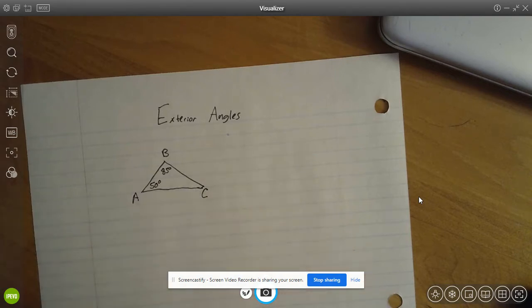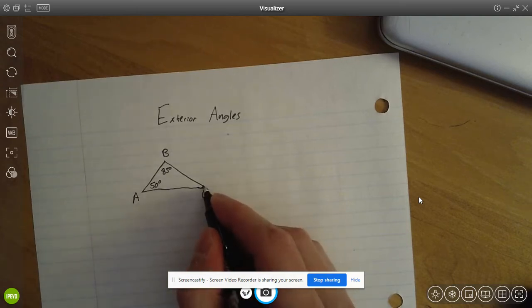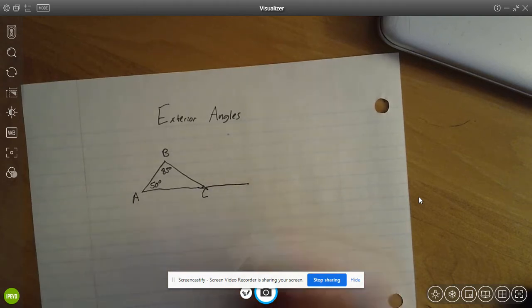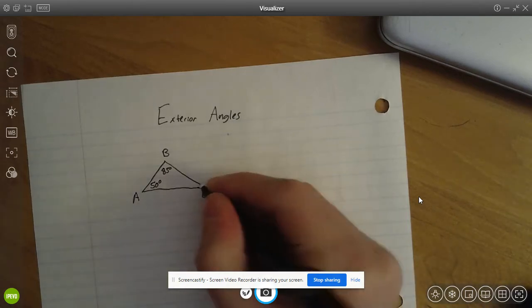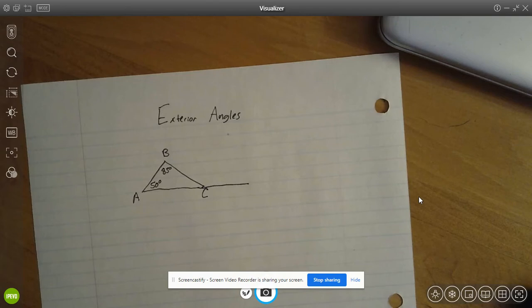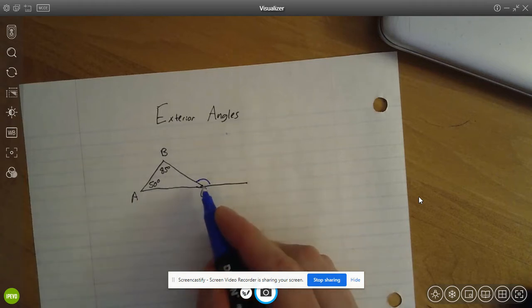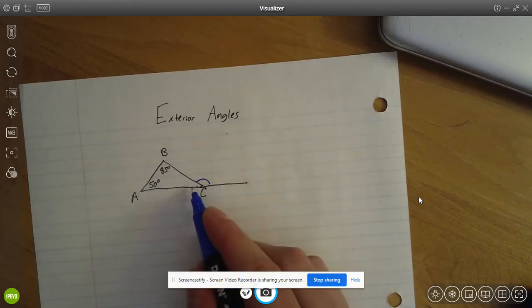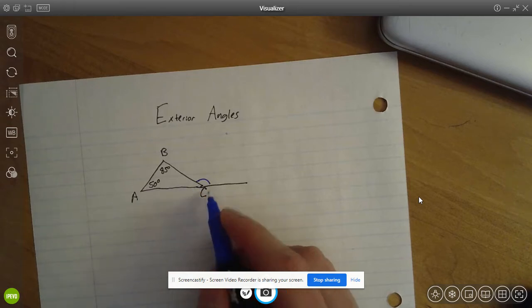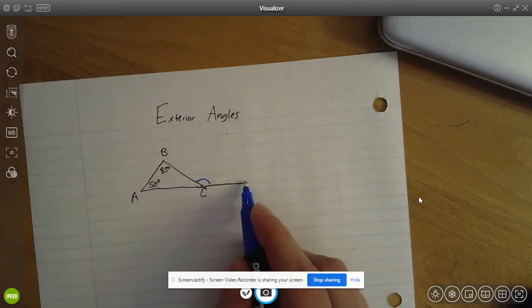What is an exterior angle? Well, if I continue the side lengths, so for example, if I continue that line segment AC, the exterior angle will be that angle created on the outside. So the exterior angle is always supplementary. It creates a straight line with the interior angle it's next to. Interestingly, it doesn't matter which line I continue.